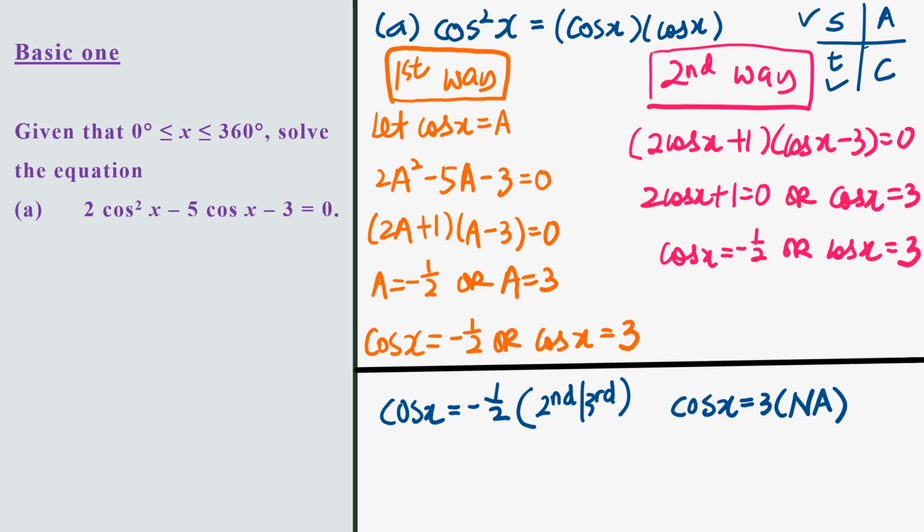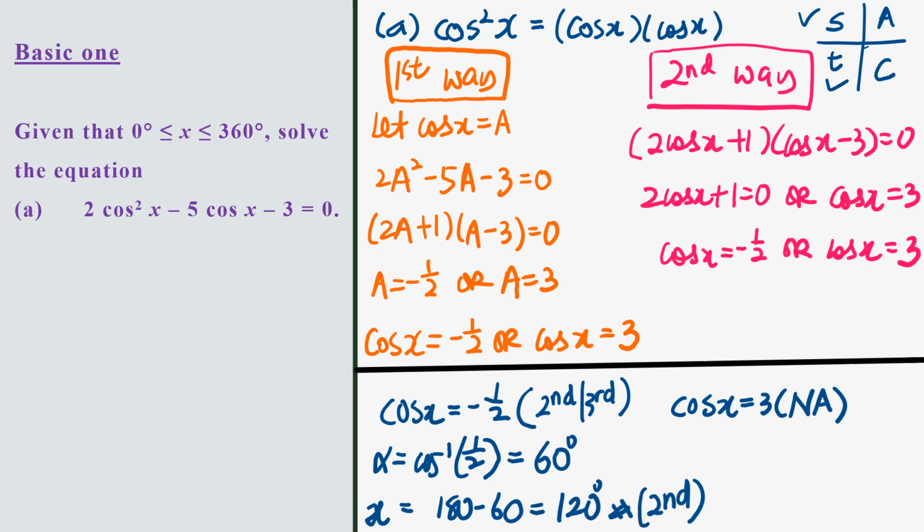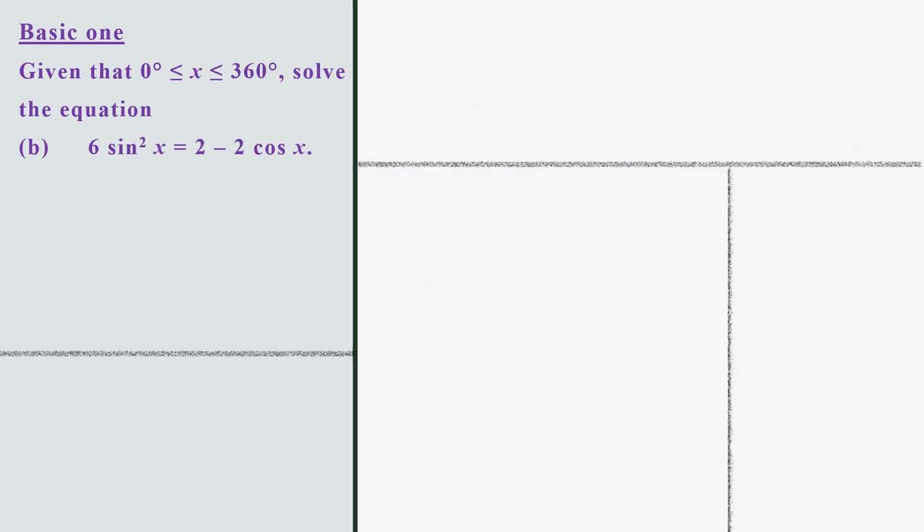So the reference angle will be cosine inverse half, which is 60 degrees. And since the answer x has to come from the second quadrant, it would have to be 180 minus 60. Right, and then for the third quadrant, it will be 180 plus 60. Right, so this is how you solve these basic questions. Let's look at the next question.